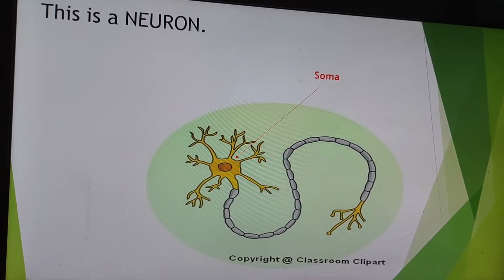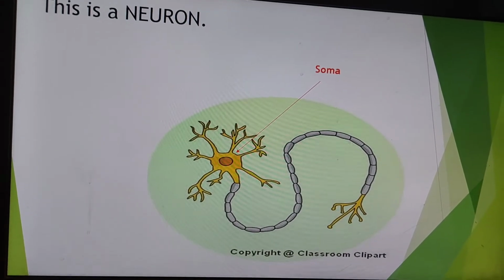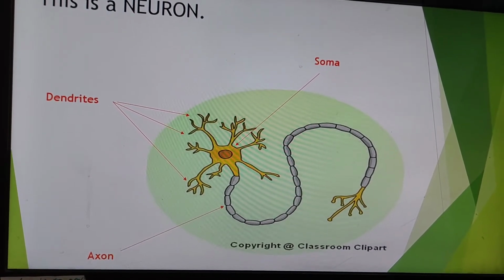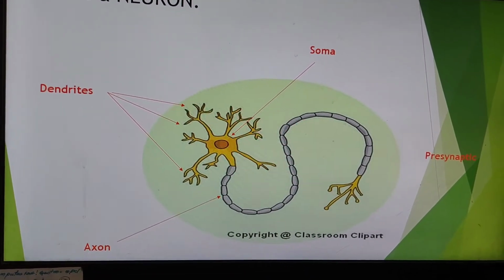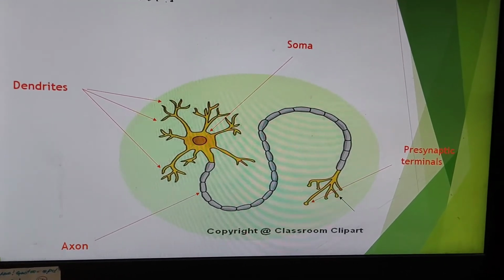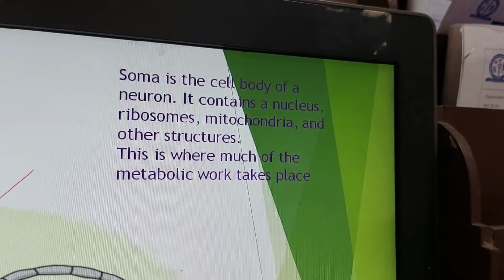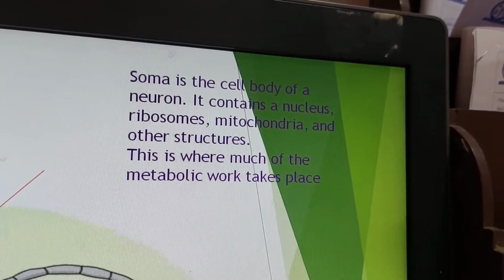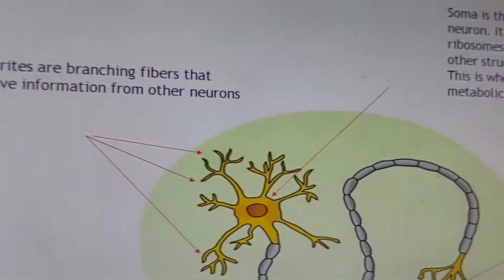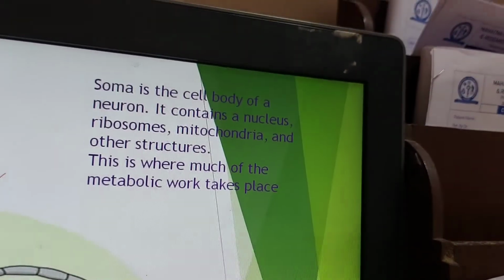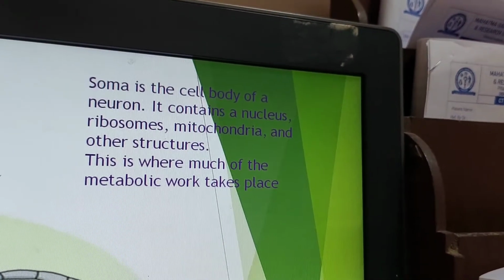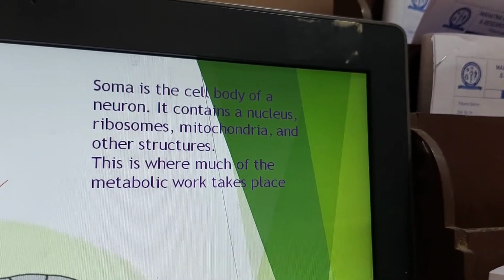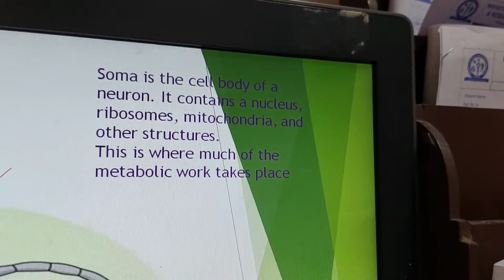Coming to the most important part, the structure of the neuron. These are the parts of the neuron: soma, dendrites, axon and synaptic terminals. Now coming to the detailed structure of a neuron. Soma is the cell body of a neuron. It contains the nucleus, ribosomes, mitochondria and other structures. This is where much of the metabolic work takes place.